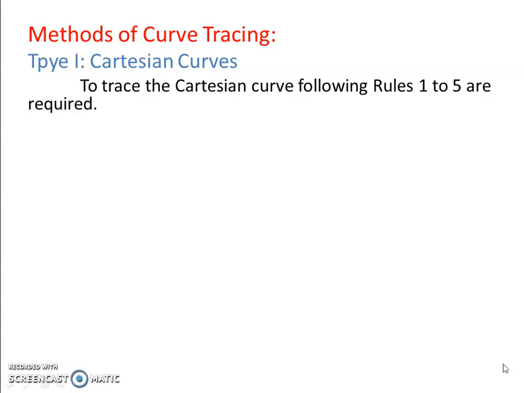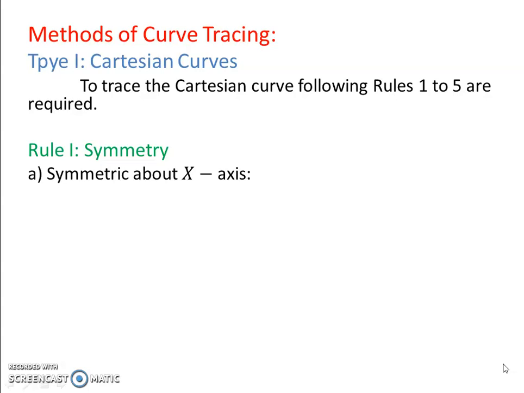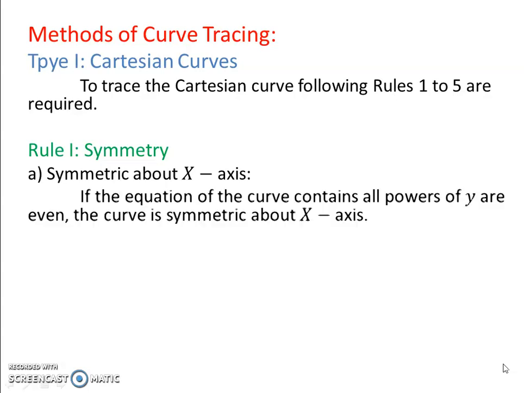So we'll start with rule number 1, that is symmetry. This rule will give us the nature of the curve, whether it is symmetric, and if it is symmetric, where it is symmetric. There are different aspects of symmetry. First is symmetric about the x-axis. If the equation of the curve contains all powers of y even, then the curve is symmetric about the x-axis.